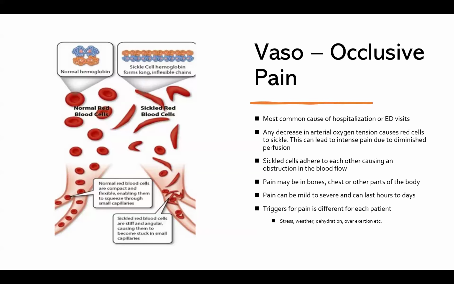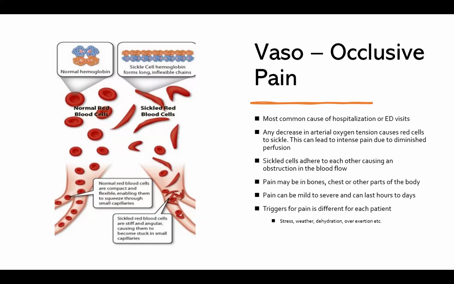So pain. Sickle cell pain is another common reason our patients present to the emergency room or need hospitalization. This is any decrease in arterial oxygen tension causing red cells to sickle. This can lead to intense pain due to diminished perfusion. These sickled cells adhere to each other, causing obstruction in the blood flow. Pain can be in the bones, the chest, or any other part of the body. Pain can be mild to severe and can last hours to days. The triggers for pain can be different for each patient. Some examples of triggers are stress, weather, dehydration, or even overexertion.